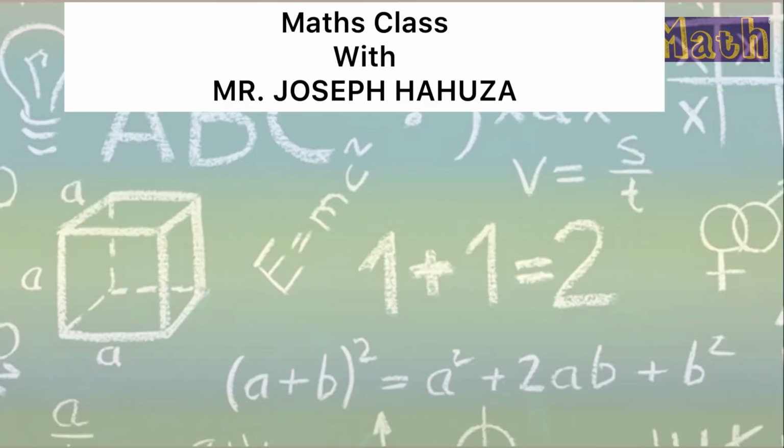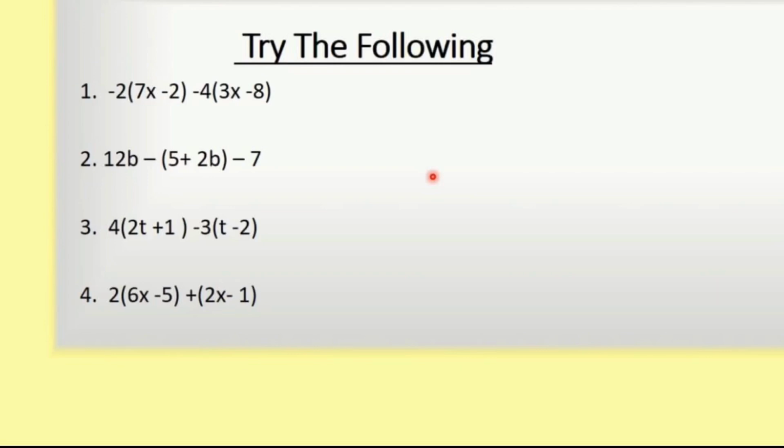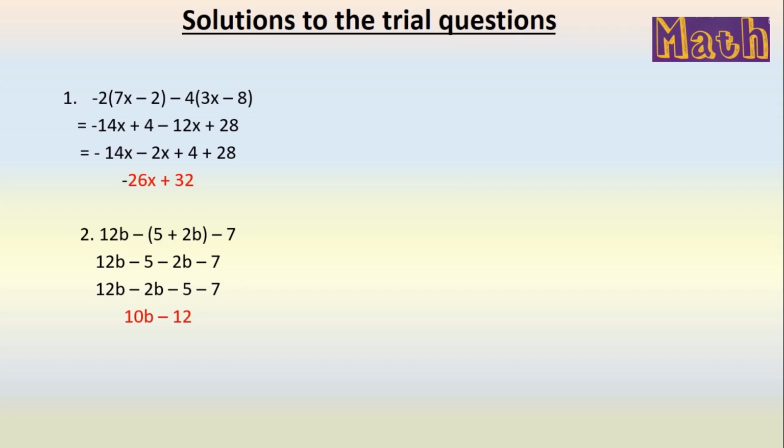In our previous lesson, I gave some exercises to be tried and the solutions are provided in our subsequent lesson. So now look at the solutions to the previous lesson that was given to my learners. The first trial work was minus 2 into bracket 7x minus 2 bracket close, then minus 4 into bracket 3x minus 8 bracket close. And the answer is minus 26x plus 32.